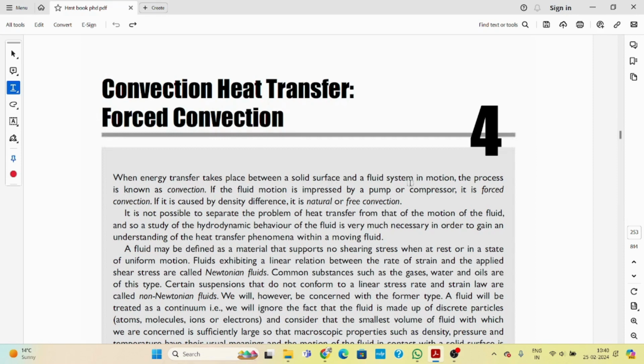And you can also read all this. This is the basic difference between free convection and forced convection: when the flow is natural, and when the flow is forced by some means. So this is called forced convection.